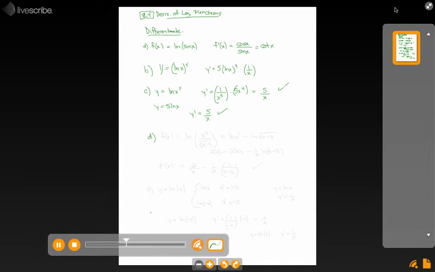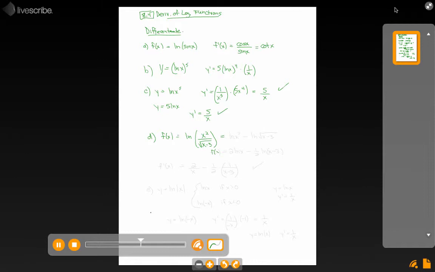Now the next one, we've got the function, the natural log of x squared over the square root of x minus 3. Now, this is where we really take advantage of the fact that we have a bunch of log rules that work for natural logs or any log base, because if you just jump right in here and say, well, the derivative is going to be 1 over what's in there times the derivative of what's in there, those brackets, you're going to have a pretty complicated derivative. You're going to say, okay, well, 1 over x squared over square root of x minus 3 times, and then use the quotient rule, the chain rule, etc.